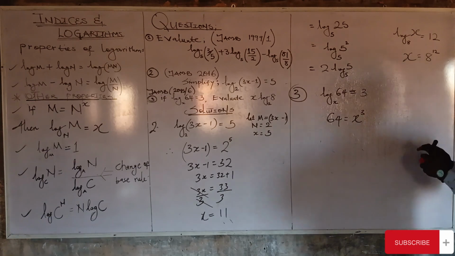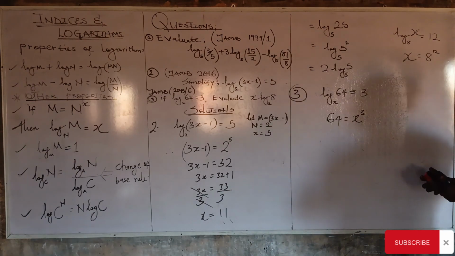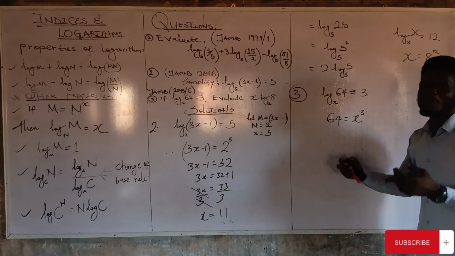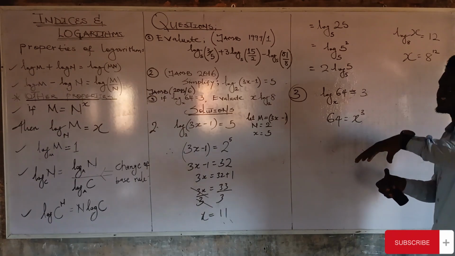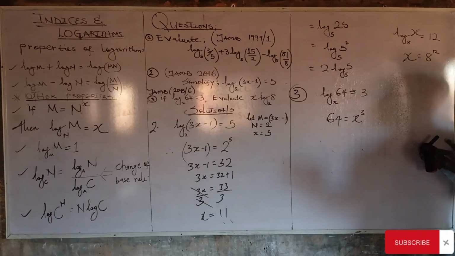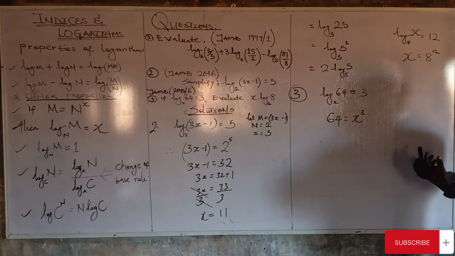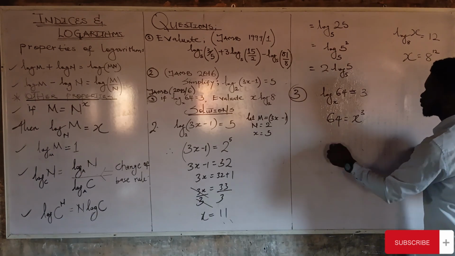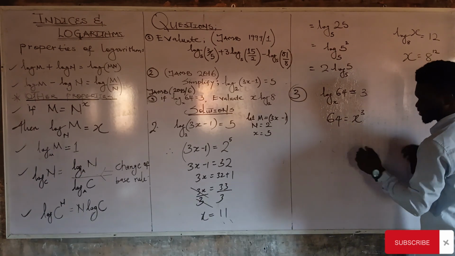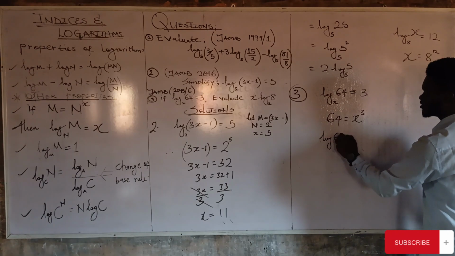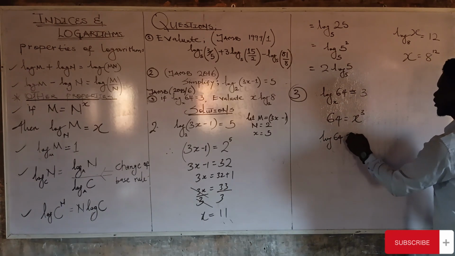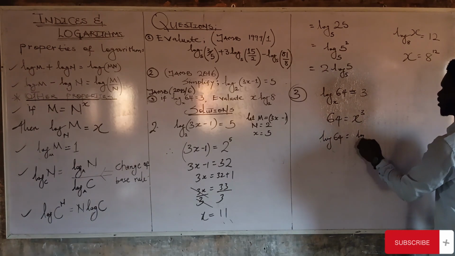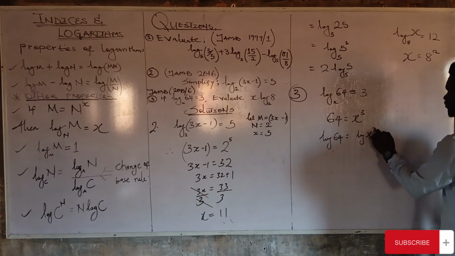If you are blind and you don't know what to do, I'm not saying blind by sight or blind in mind, or stunted in understanding. This is what we are going to do. Let me assume that I'm stunted in understanding first of all. Now, what I will do is take log on both sides. Now I have log 64 equals log x raised to the power of 3.